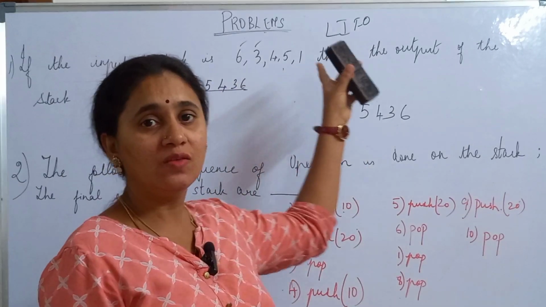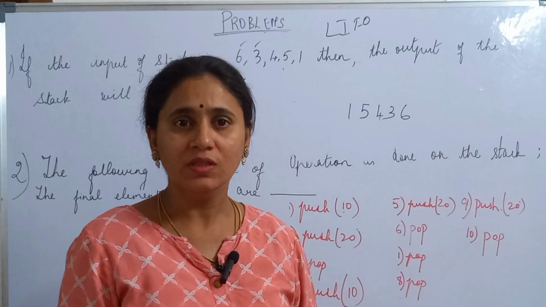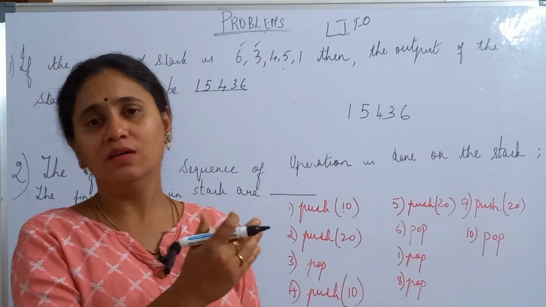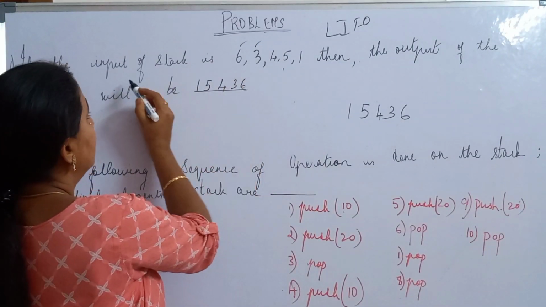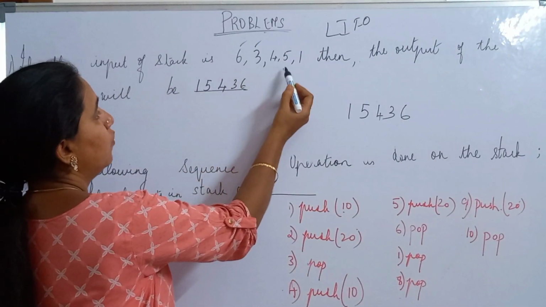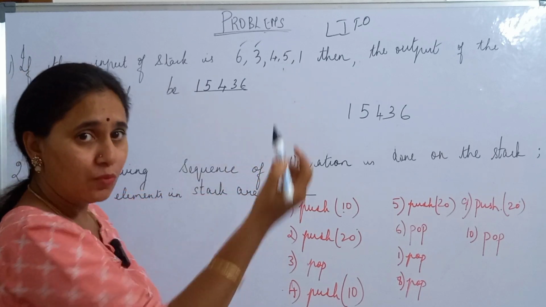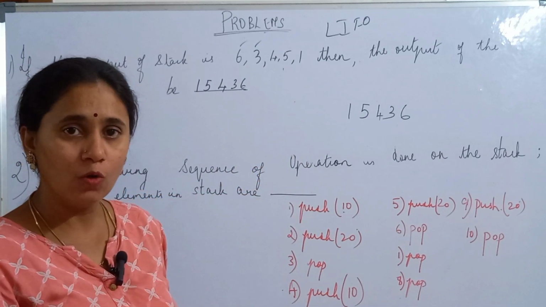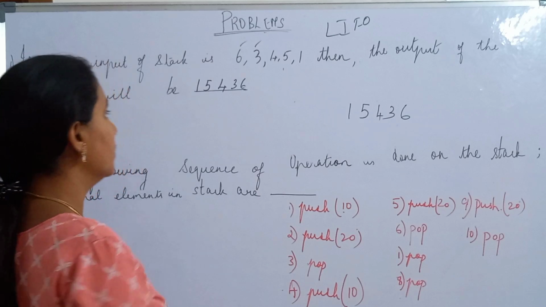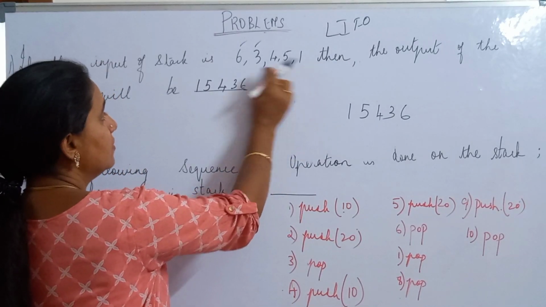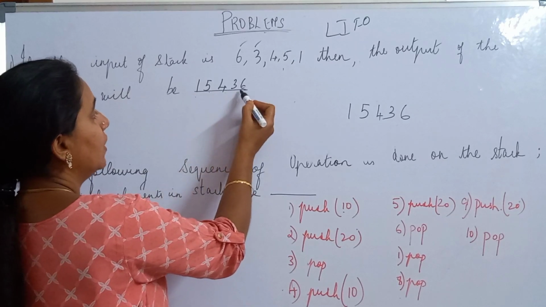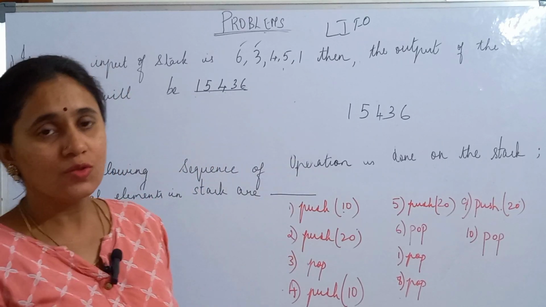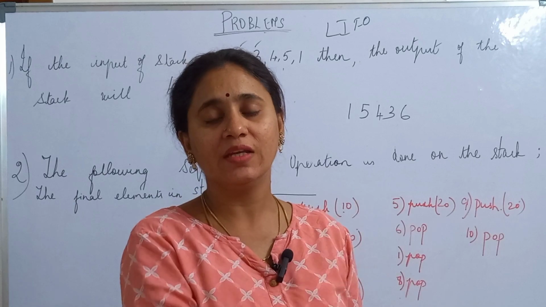By comparing the values of input and output, can you guess anything that is present? See, the input values are 6, 3, 4, 5, 1. Suppose you reverse it, can you get the output? Yes, you can get the output. If you reverse these values, you will get 1, 5, 4, 3, 6. So by simply reversing, we can get the answer.